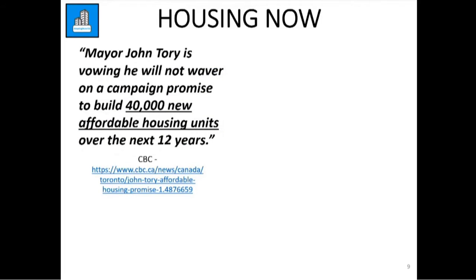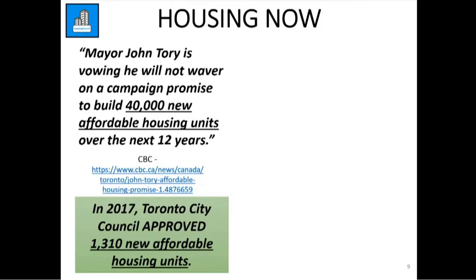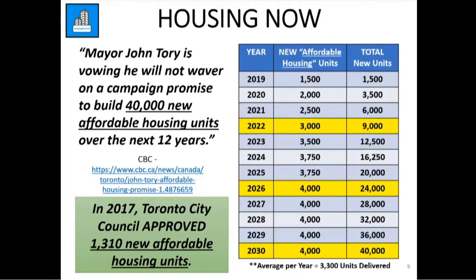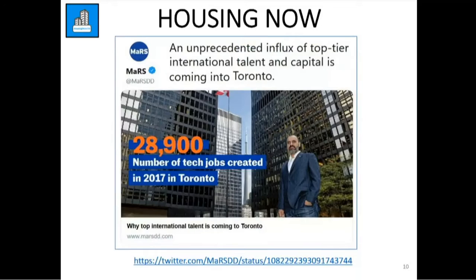Mayor has said that he's vowing he won't waver on 40,000 over 12 years. We only did 1,300 in 2017, I think about 1,500 in 2018. This is the math you need to be doing. You need to be doing about 3,300 per year. You need to be doing Housing Now every year.